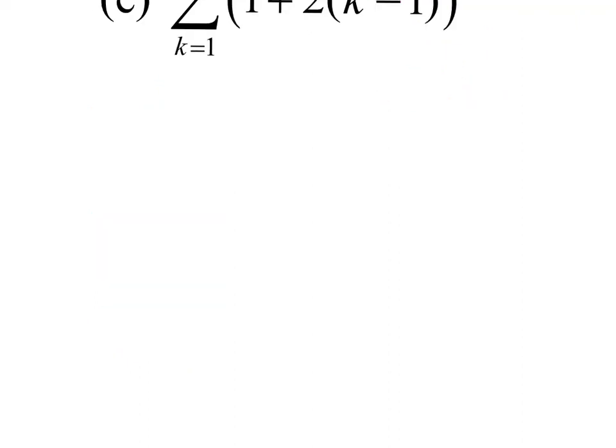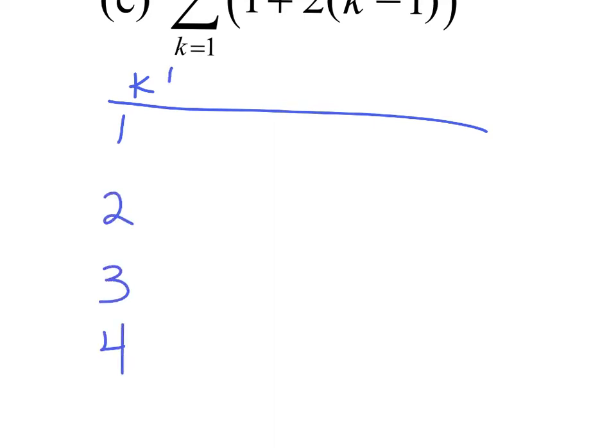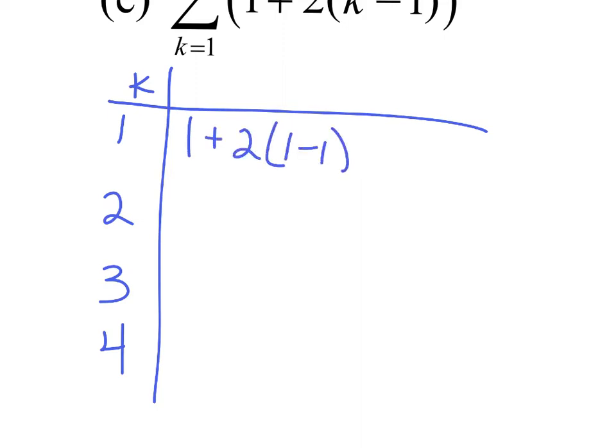On E, it does look a little bit more complicated, so I will plug in the first one, but you'll get the idea. So my K, starting at 1, and I'm going to do 1 plus 2 times 1 minus 1. And really, I'm just going to put that whole thing in my calculator, and I get 1.